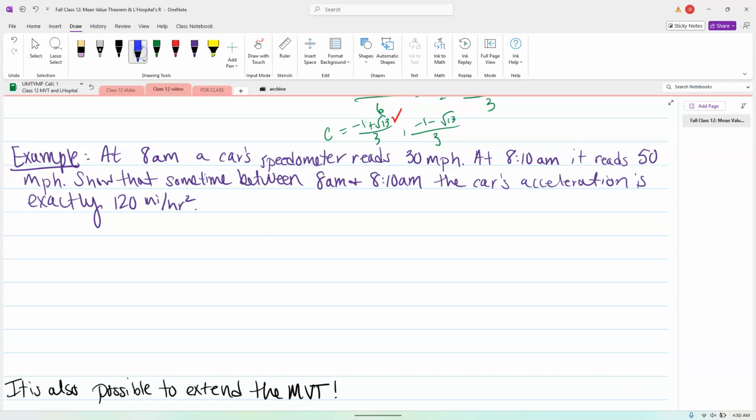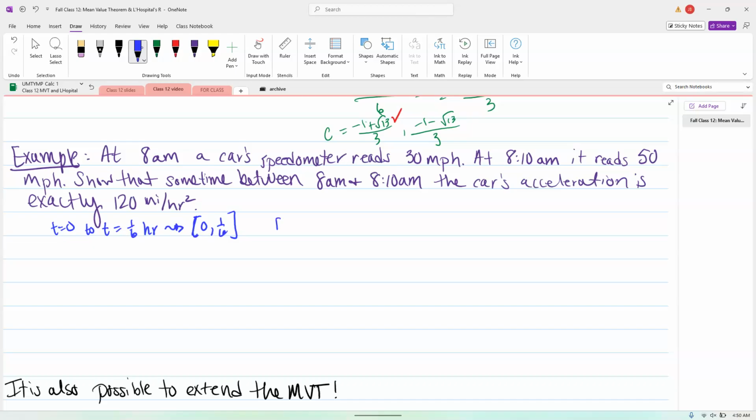Let's just think about a little structure here. So I'm going to begin with t equal to 0. That's at 8 a.m. And since we're in units of hours, 8 to 8:10, that's 10 minutes, which is 1/6 of an hour. So I'm just going to say that this is going to be our interval. That means we're working on the interval 0 to 1/6. Okay?